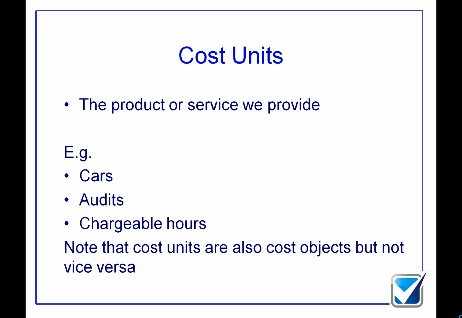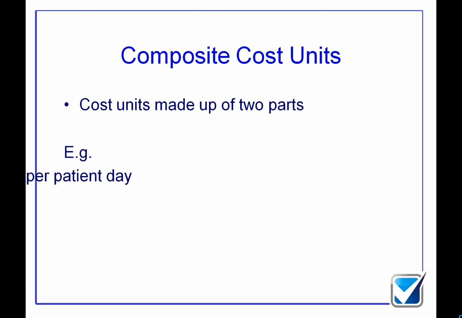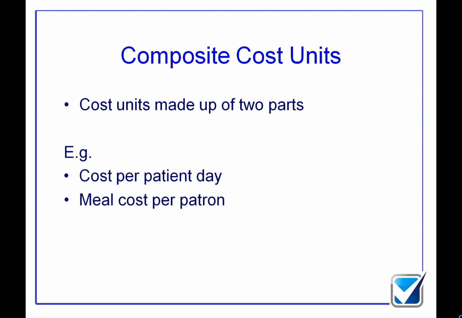And what you will find is this is where the question will come up. What we also have as an extension to these cost units is what we call composite cost units. A composite cost unit is where you have multiple component parts making up my cost unit.